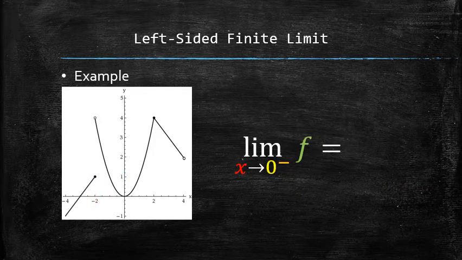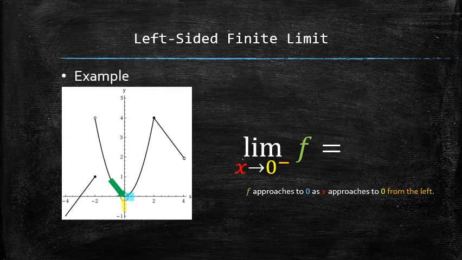To find the limit, we need to determine the value which the function approaches to as x approaches to 0 from the left. It is easy to see that the function approaches 0. In other words, f approaches to 0 as x approaches to 0 from the left. Therefore, the answer is 0. So we found the limit.